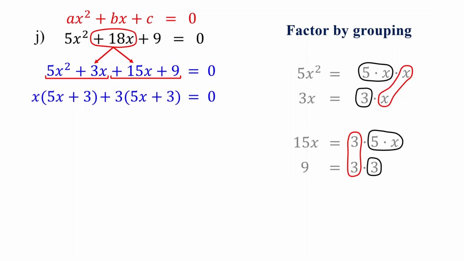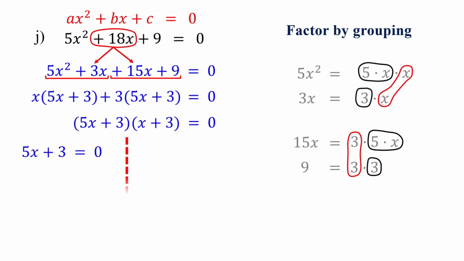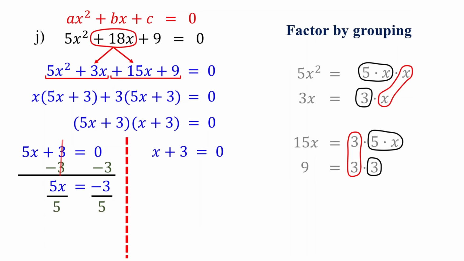When you factor by grouping, if the factors inside the parentheses are the same for both groups, then you are on the right track. Otherwise, you need to go back and check your previous steps. Next, factor out the common factor for both groups. This leaves behind x plus 3 as the other factor. Now we are done with factoring. The next step is to set each factor equal to 0 and solve for x. Solving the first equation, we find that x equals negative 3/5.